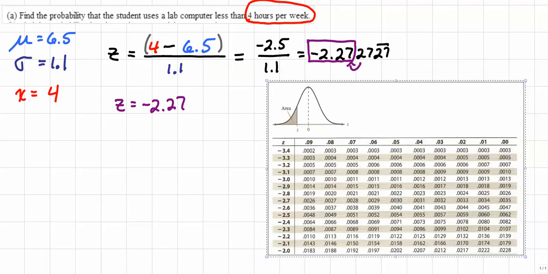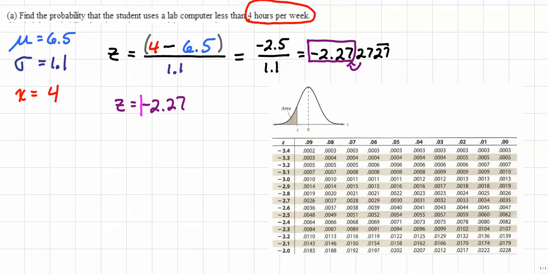Okay, the first part of the z-score right here, the negative 2.2, will be found in this column, and we'll find negative 2.2 right here. Then we are going to look for this part, which is going to be 0.07. So we are going to be looking across the top until we find 0.07. So we're going to come down, and where these two intersect, that gives us the area under the normal curve.